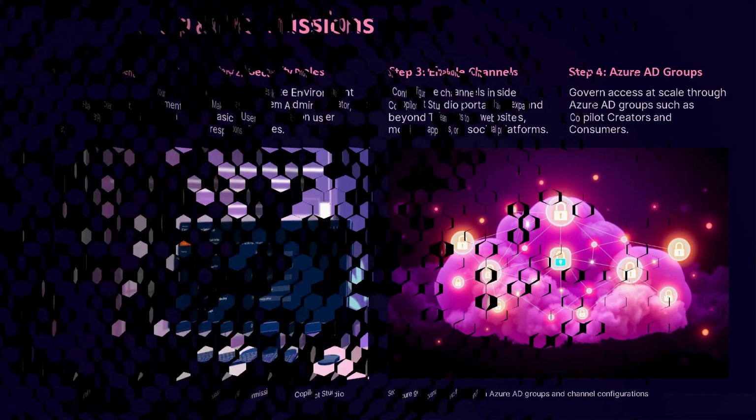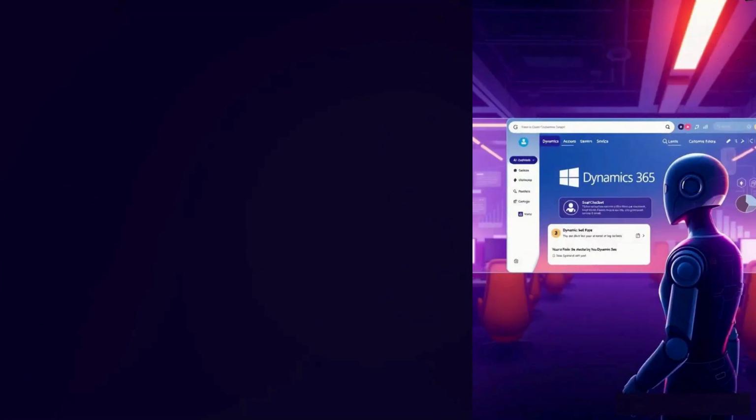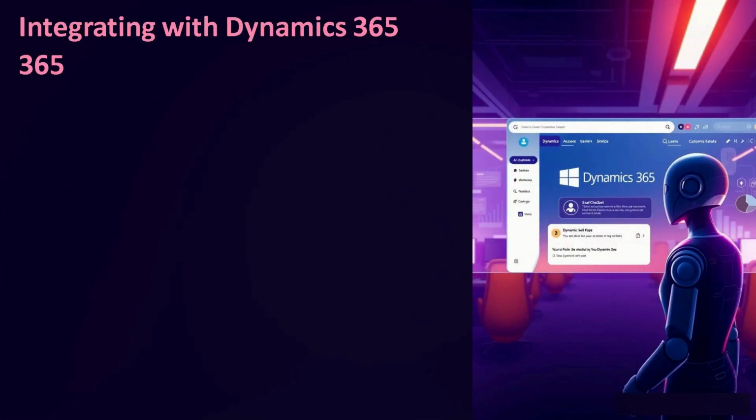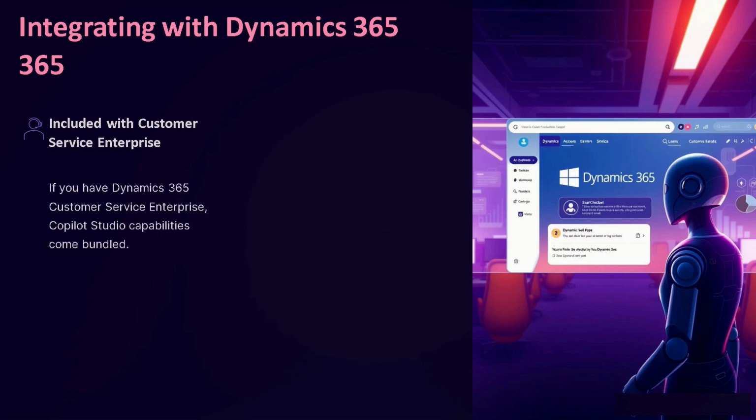So we'll look into how you can set up all those things in the upcoming videos. Then, integrating with Dynamic 365. So you have it included with Customer Service Enterprise. If you have Dynamic 365 Customer Service Enterprise, Copilot Studio capabilities come with a bundle of it, and you can easily integrate with it.